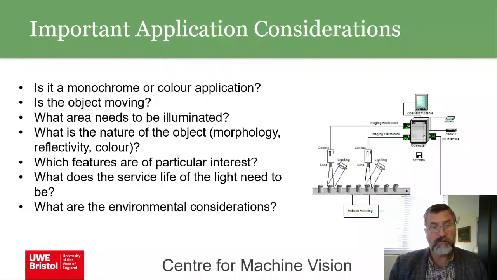Which features are of particular interest? And you could argue that what you're trying to do in machine vision a lot of the time is arrange the lighting so that the features of particular interest are in as much contrast as possible compared to the background. You know, they're highlighted compared to the background. The features are white, the background's black, dark, for example.